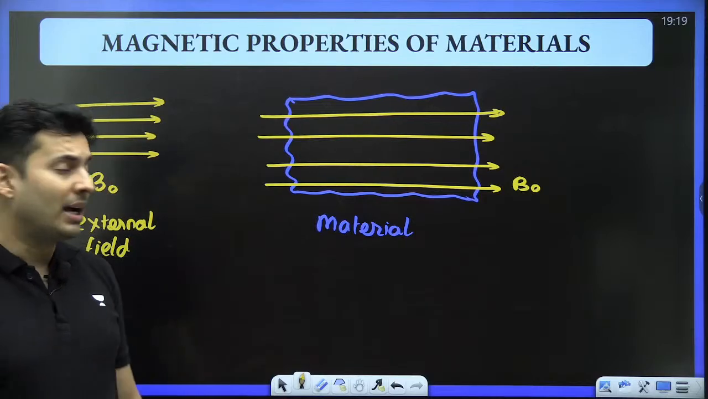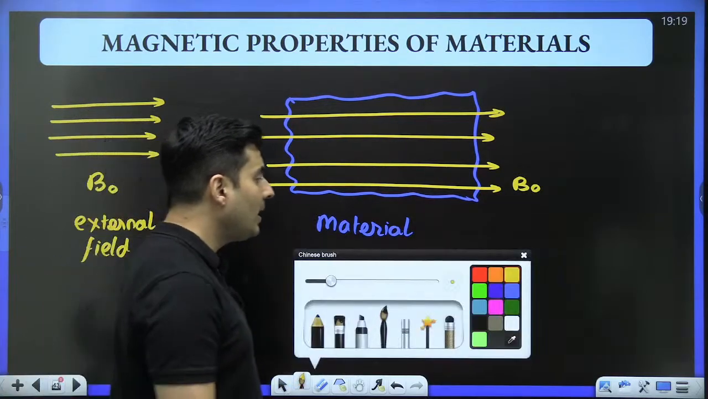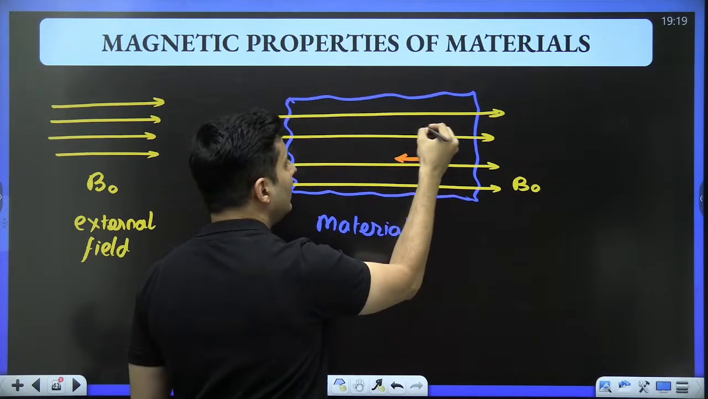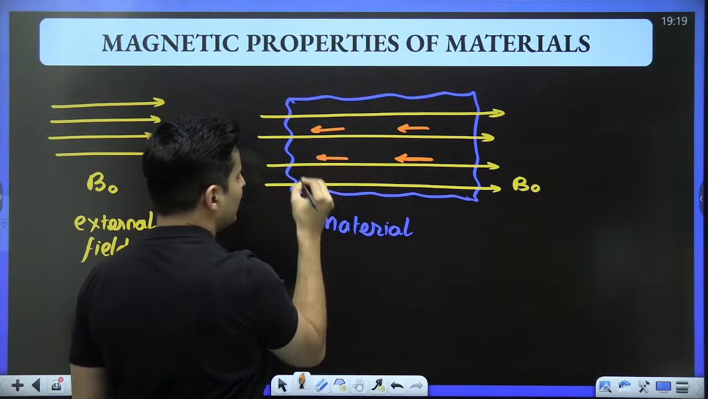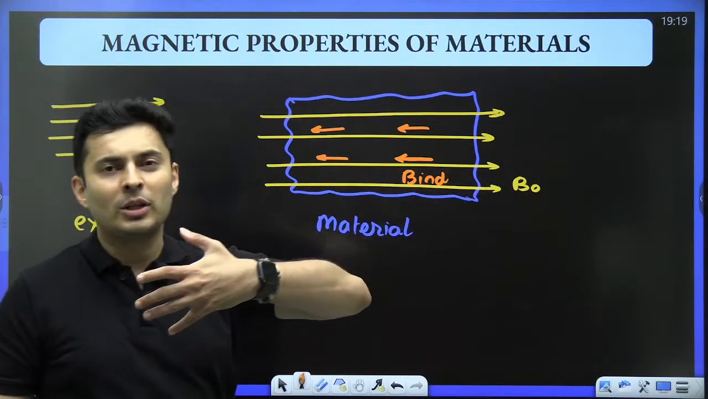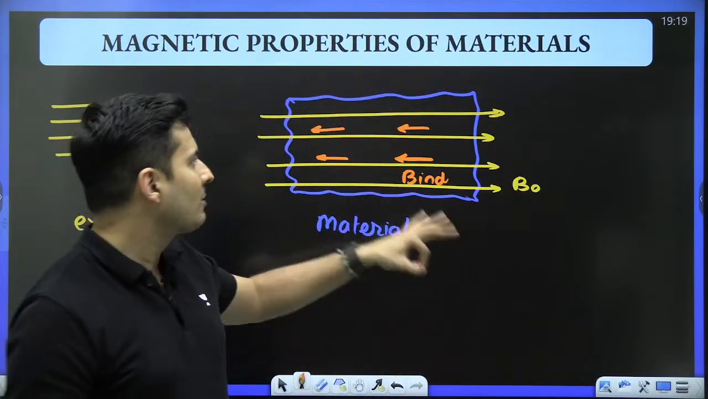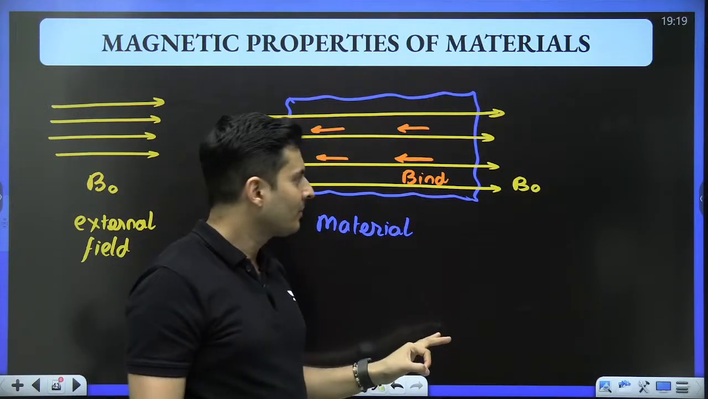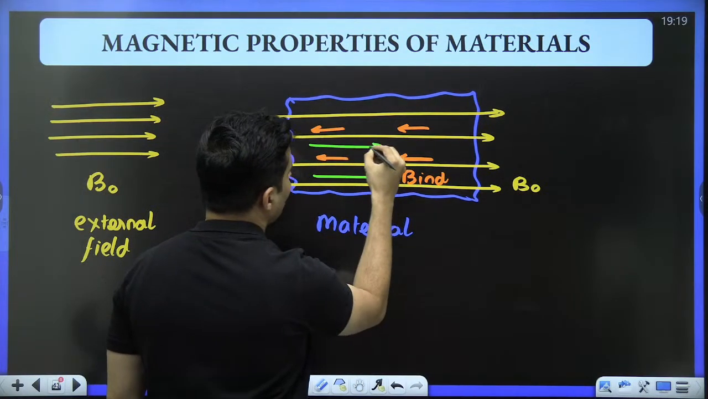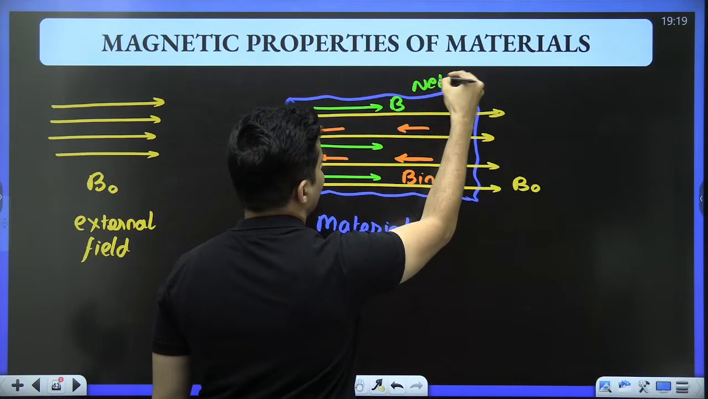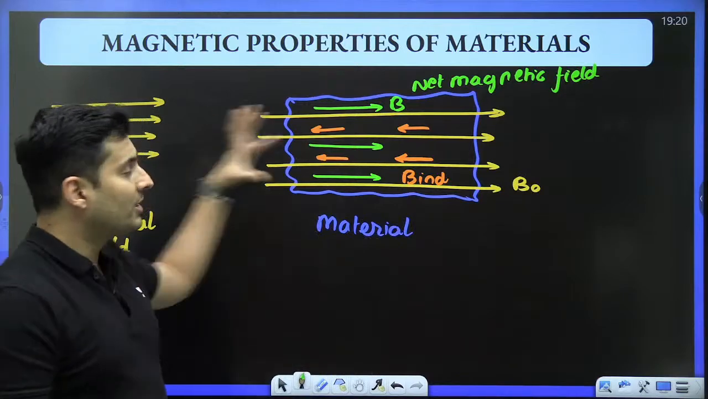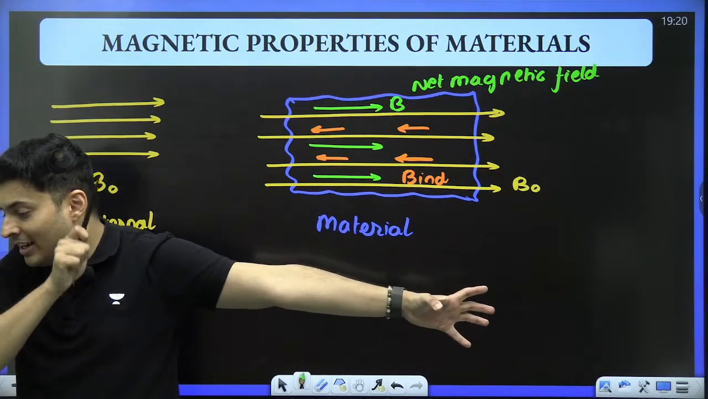The moment that external field passes through this magnetic material, you know what will happen? Immediately, you will see that there will be an opposing or maybe assisting induced magnetic field. This is the induced magnetic field. It could be in the same direction, it could be in the opposite direction, it depends on the material. We'll come to that later on. For now, just remember, there is an induced magnetic field inside the material. Because of which, the net magnetic field will be different from your external magnetic field.